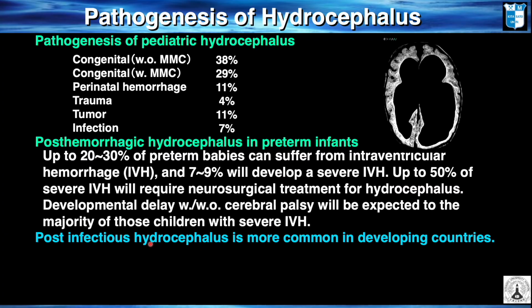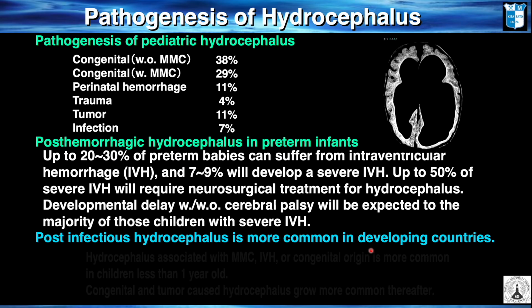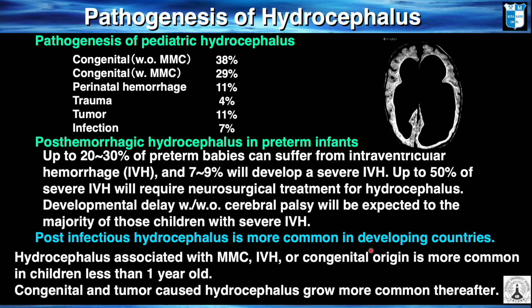And post-infectious hydrocephalus is more common in developing countries. Hydrocephalus associated with myelomeningocele, intraventricular hemorrhage, or congenital origin is more common in children less than 1 year old. And congenital and tumor-caused hydrocephalus grow more common thereafter. These are the results of the pathogenesis of hydrocephalus.